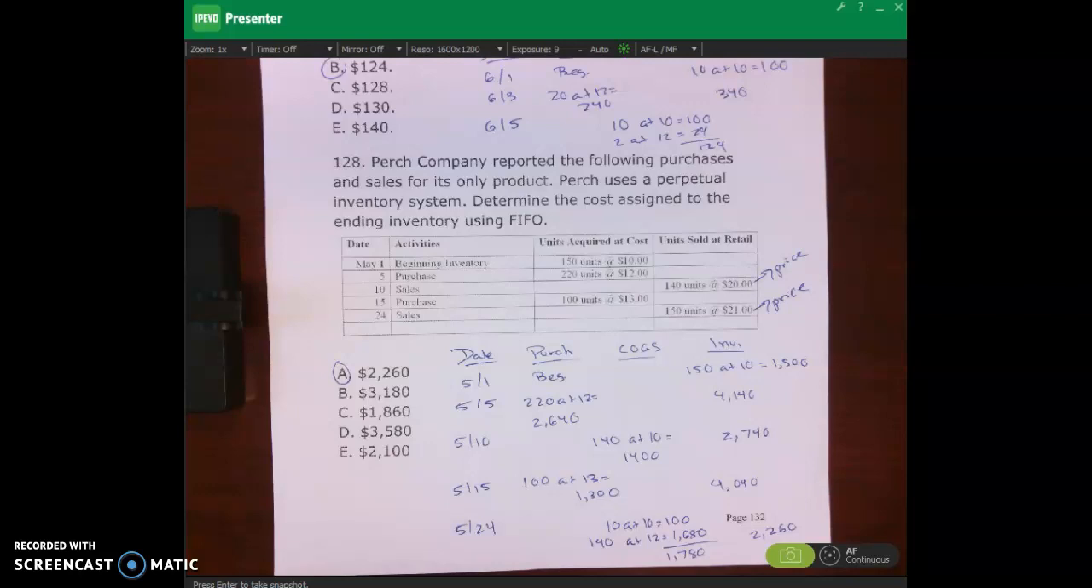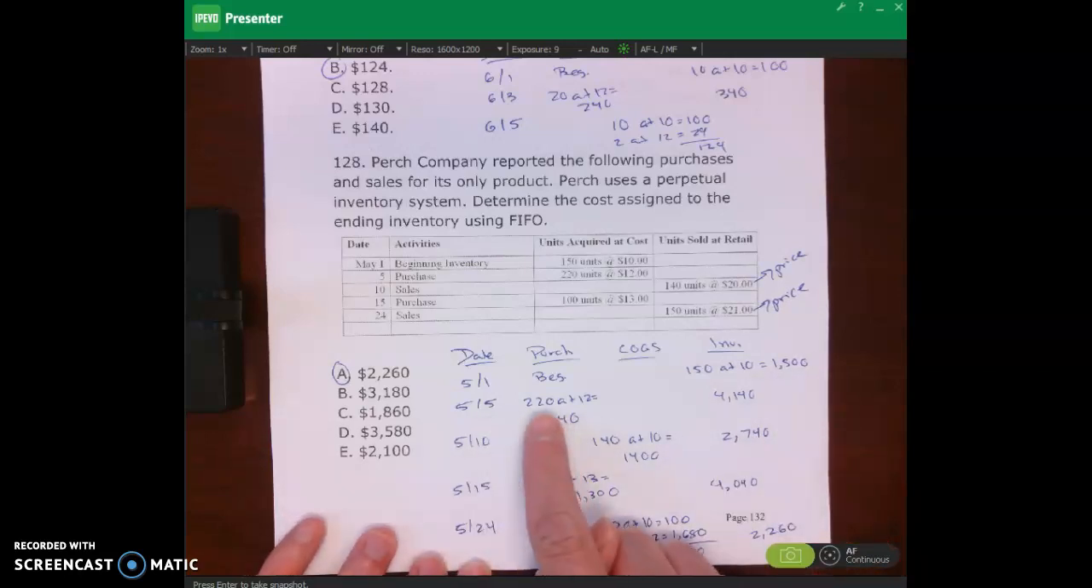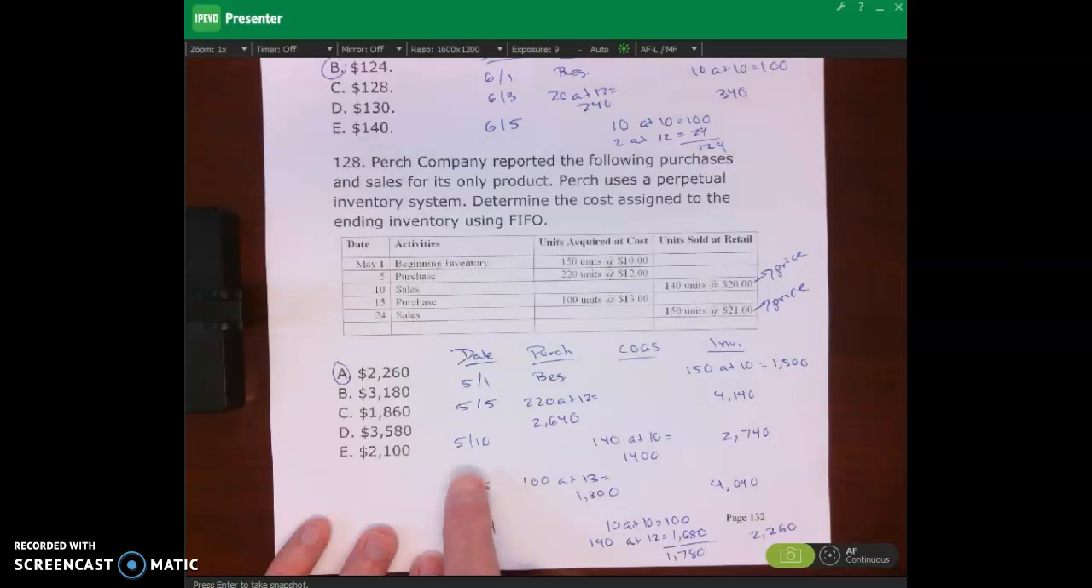So with our 128 right over here, the answer is A, and let's walk through that. So we have our date beginning, 5/1 beginning, 150 at 10, gives us an inventory balance of 1,500. On the 5th, we purchase another 220 at 12, does 2,640, plus our 1,500 gives us an inventory balance of the 5th, 4,140. On the 10th, it says we sold 140 units.